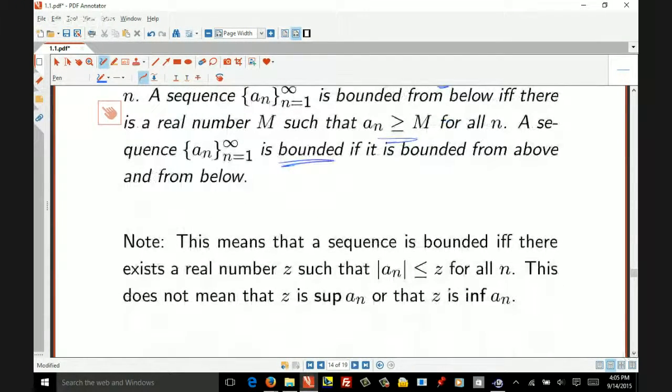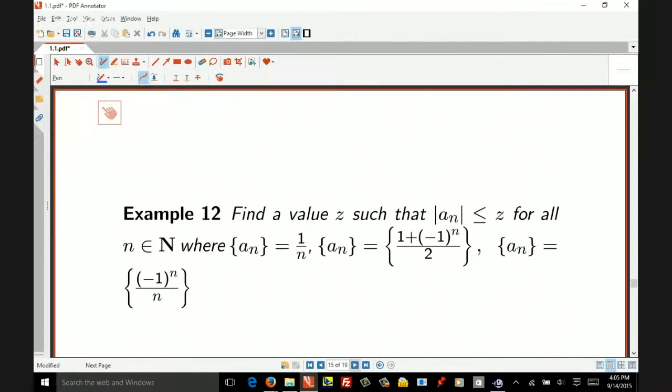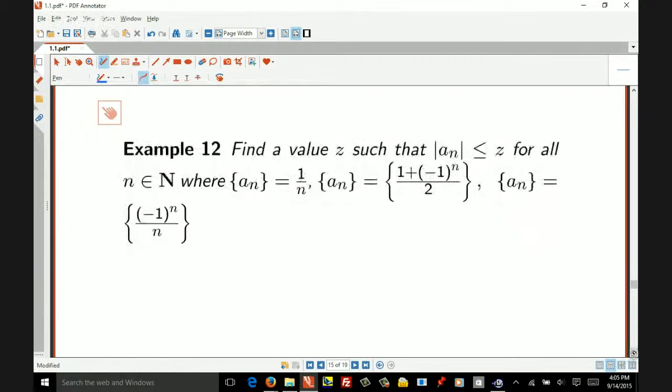So note, this means that a sequence is bounded if and only if there exists a number z such that the absolute value of a_n is less than or equal to z for all n. This does not mean that z is the supremum or the infimum. It is just some bound. Let's look at some examples here. Find a value z so that a_n is less than or equal to z for each of these cases.